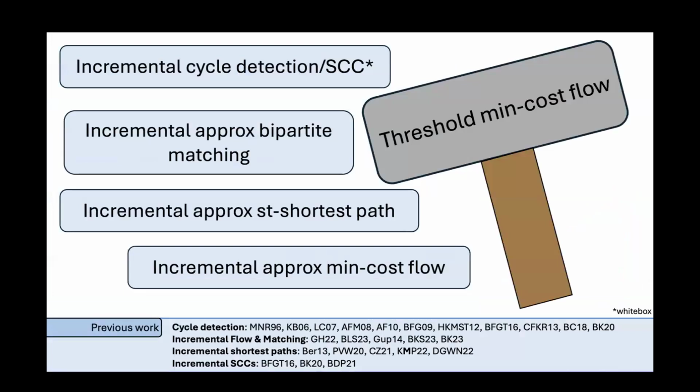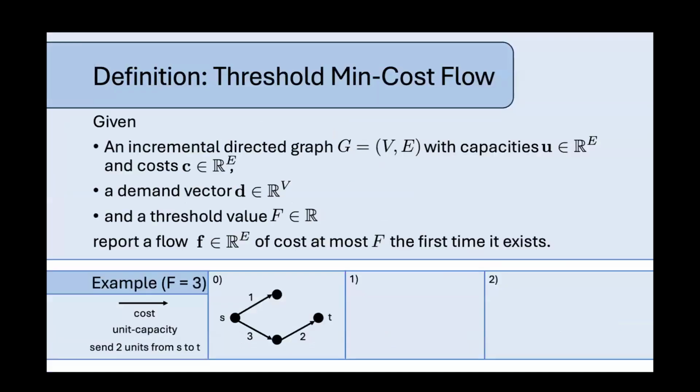Our algorithm doesn't actually directly solve incremental cycle detection, but we solve the more general threshold min-cost flow problem. This problem is very powerful, and it captures not only cycle detection and strongly connected components, but also bipartite matching, approximate ST shortest path, approximate min-cost flow. All these types of problems that have received significant attention on incremental graphs before can be solved by reduction to threshold min-cost flow. So what is the threshold min-cost flow problem?